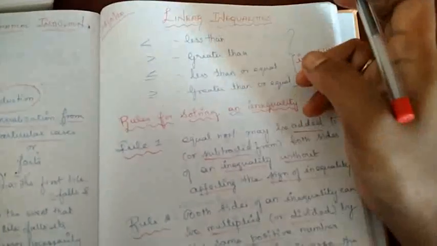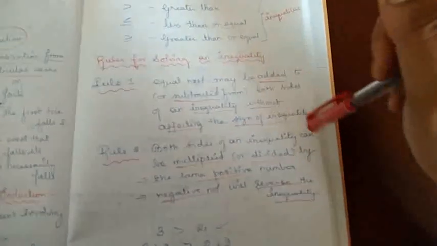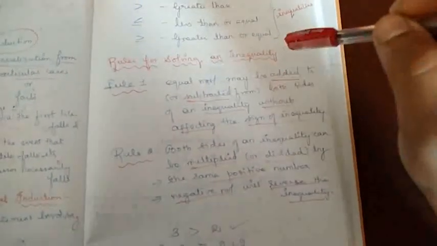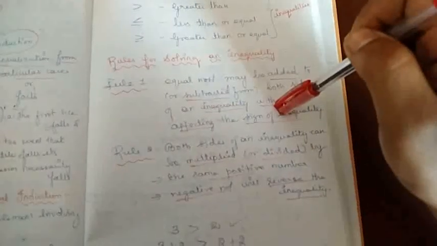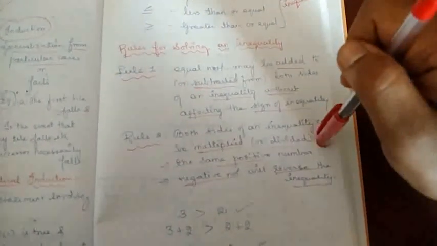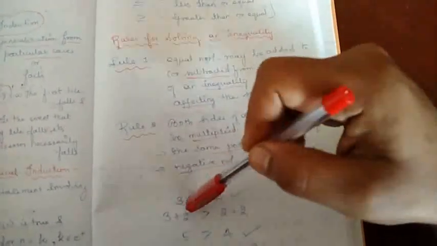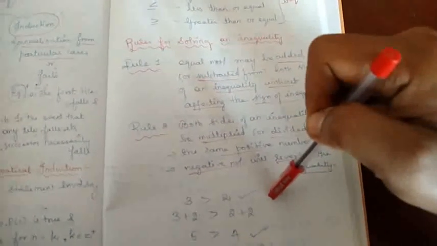Okay, degree 1 inequalities. So what are the rules that should be followed or remembered while solving an inequality? Rule 1: an equal number may be added or subtracted on both sides. It will not affect the sign of the inequality. Similarly, both sides of an inequality can be multiplied or divided by the same positive number. The inequality will change only if we perform an operation with a negative number. You should remember this. If you add a positive number on both sides, it is not going to change the meaning of the inequality.